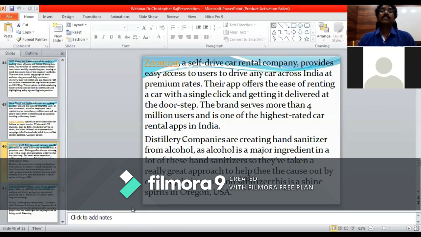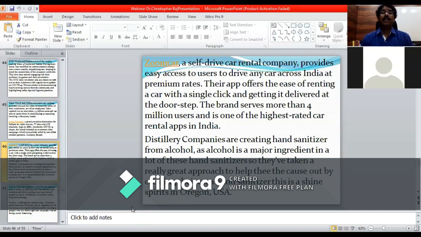Zoom Car, a self-driving car rental company, provides users easy access to drive any car across India. Their app offers the ease of renting a car with a single click and getting it delivered at the doorstep. The brand serves more than 4 million users and is one of the highest rated car rental apps in India.